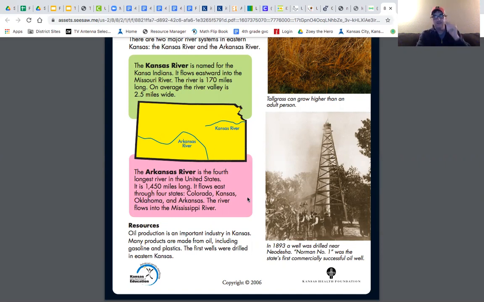And then let's talk about what resources we can find in eastern Kansas. Oil production is an important industry in Kansas. Many products are made from oil, including gasoline and plastics. And the first wells were drilled in eastern Kansas. So that's an example of an oil well there.